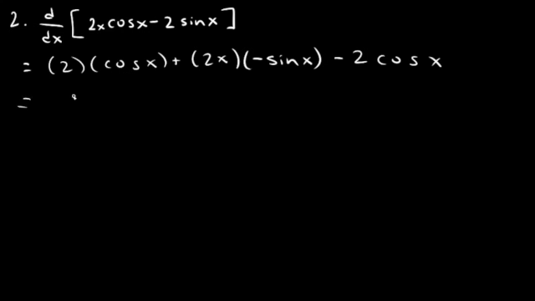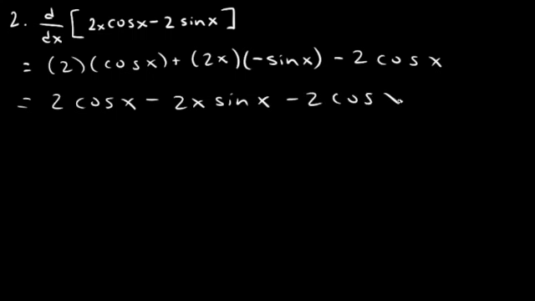Okay, and now we get 2 cosine x minus 2x sine x minus 2 cosine x. Now, straight away we can see there's a 2 cosine x here and a negative 2 cosine x here. We can cancel those two out because they're opposites. And so our answer is negative 2x sine x.